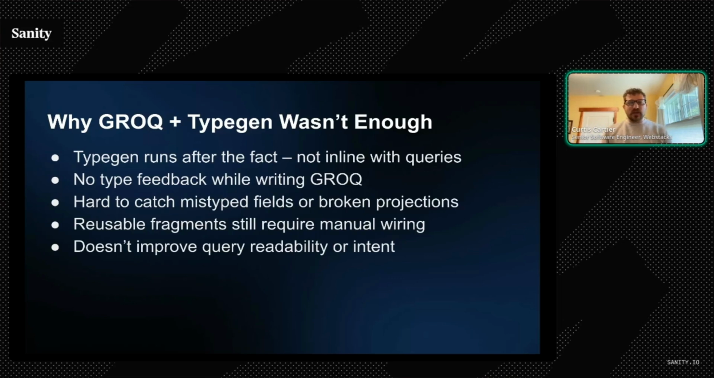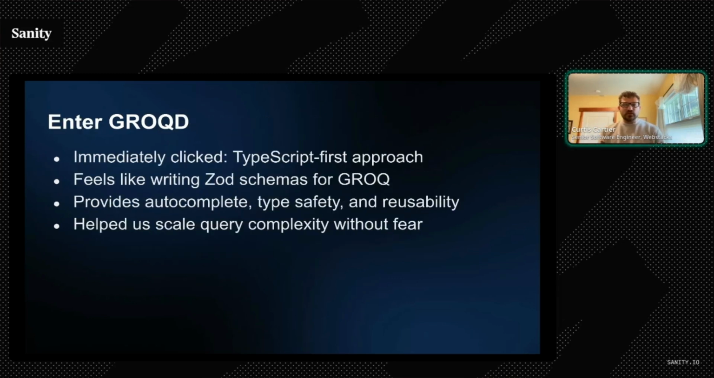We'd find ourselves writing a Grok query, running type gen, checking the generated types, then bouncing between the two, hoping everything lined up. There was no instant confidence that the query matched the TypeScript expectations. And when it came to reuse, composing fragments was still a manual string-based process. It didn't really encourage modular query design the way that our components are designed to be modular. So at the end of the day, even with TypeGen, it felt like we were duct taping type safety onto Grok rather than working with a system that was truly designed with type safety in mind. So enter Grok.